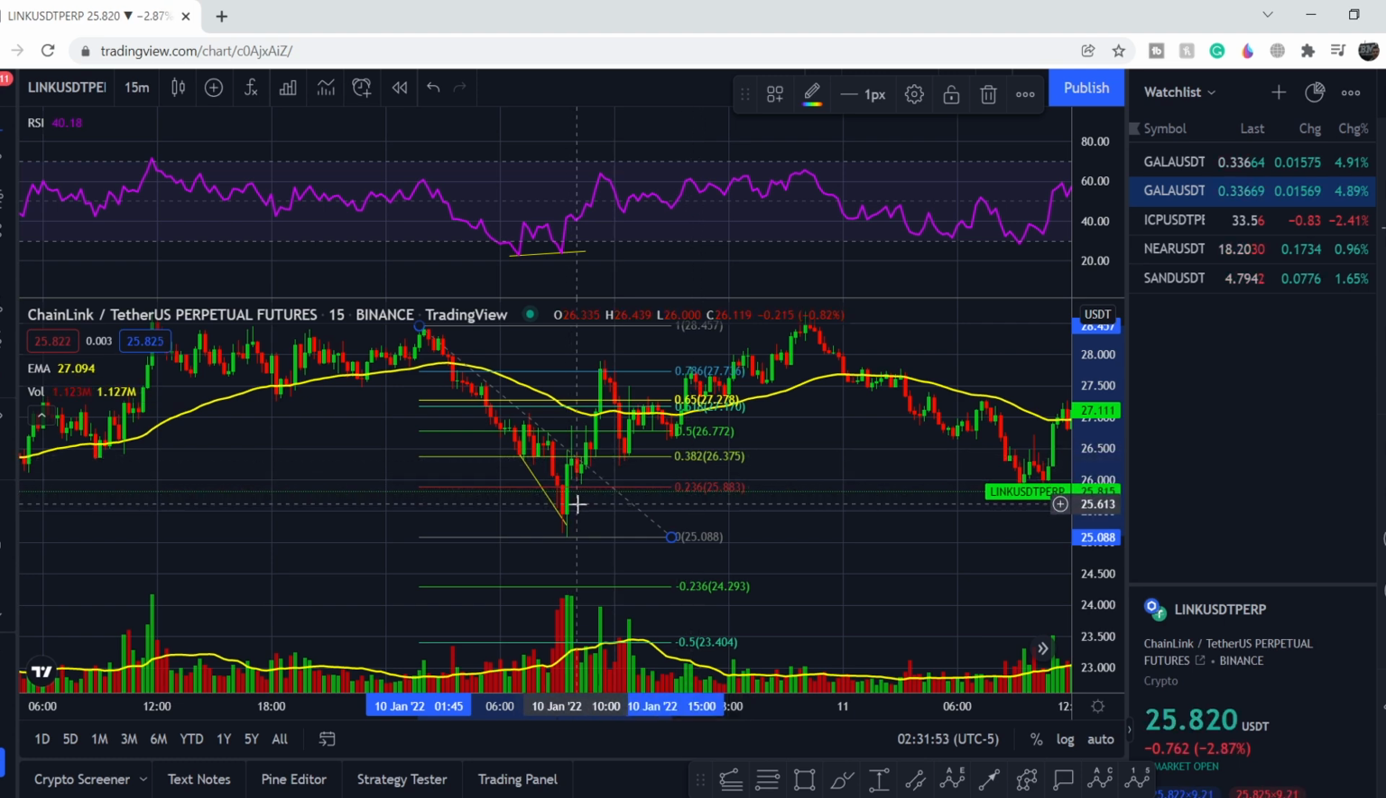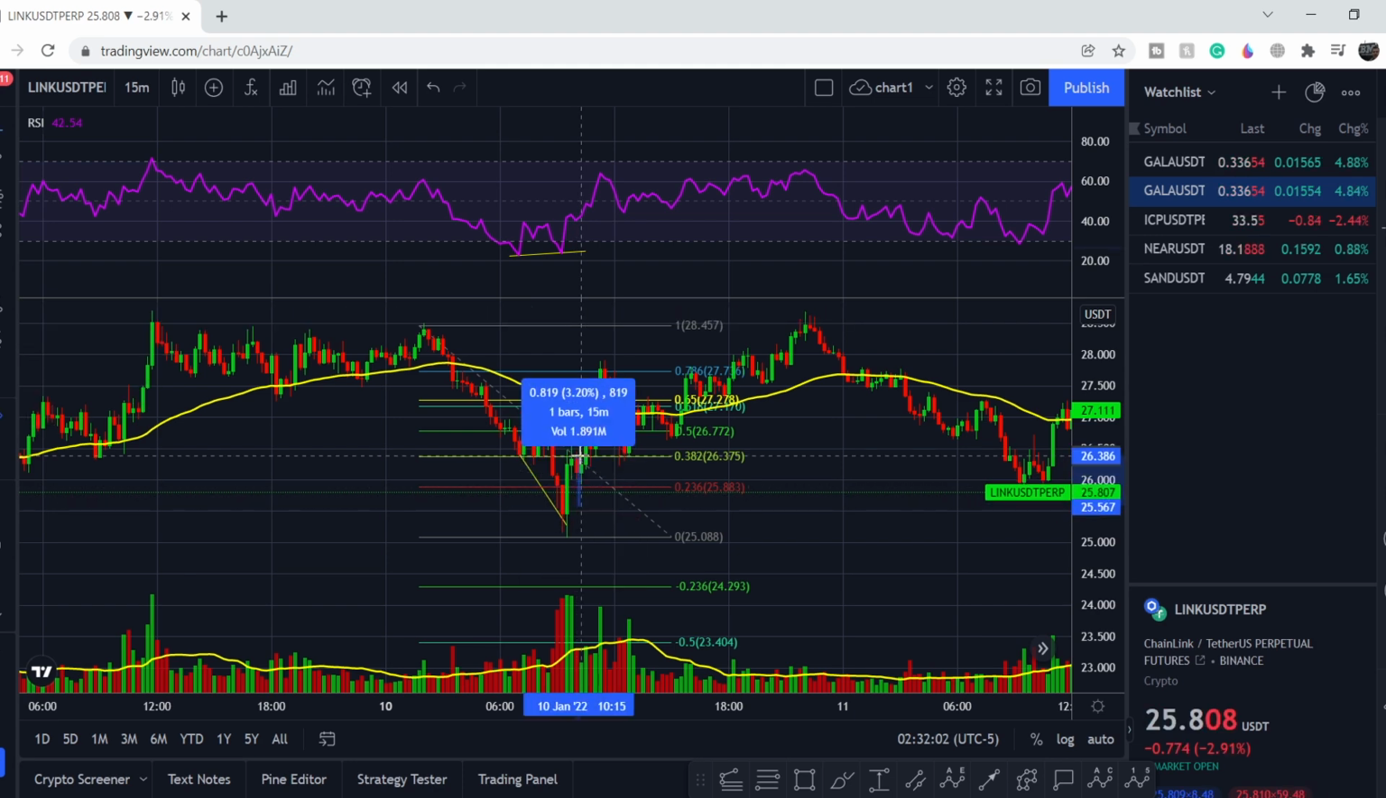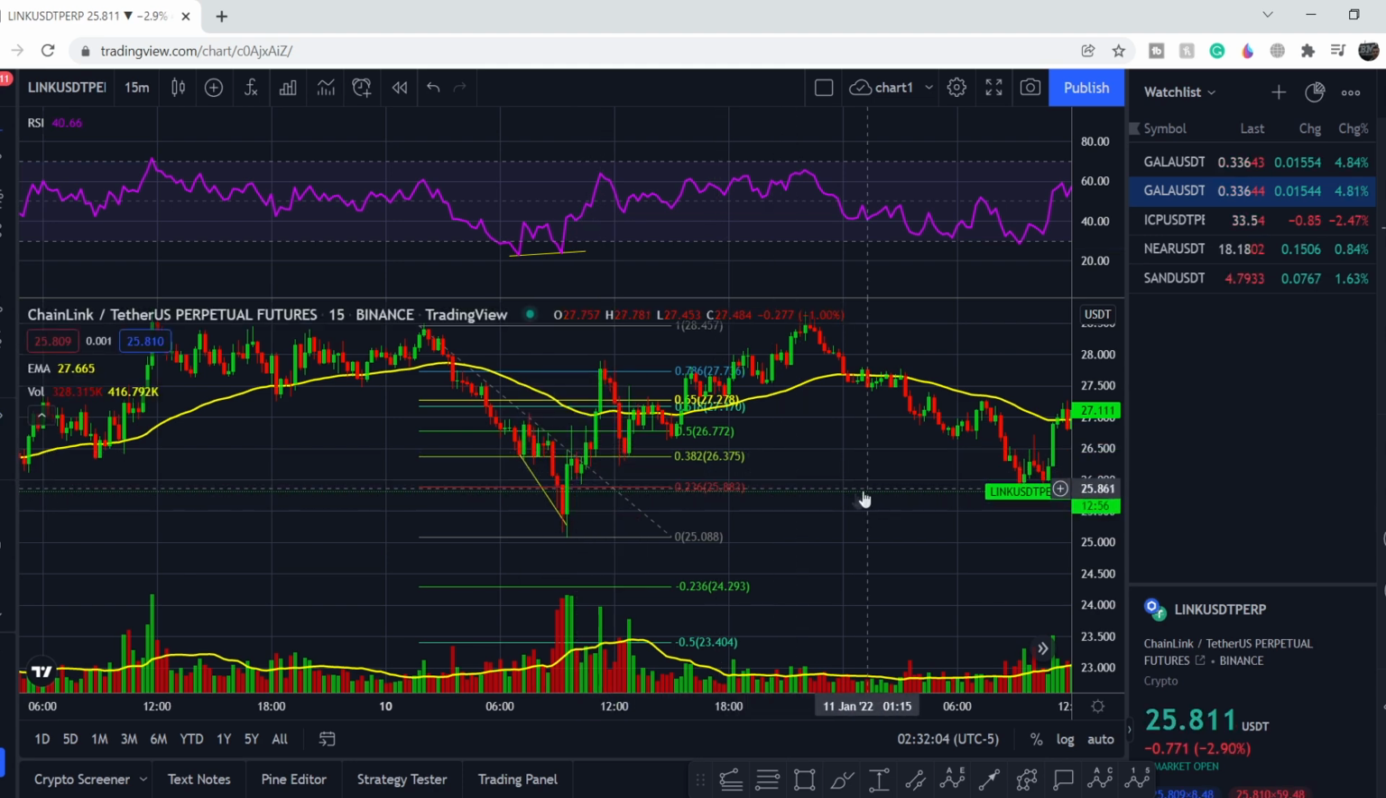And in our case, depending on the entry price, depending on the entry point, you might have a bounce for about 3.2% to 3.5%. Very good short-term gains.